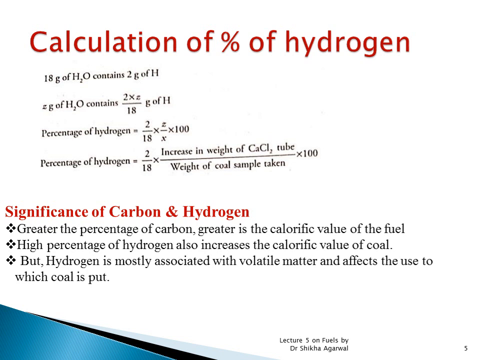So it affects the use to which coal is put. So we need to know how much hydrogen is there in the coal sample, how much carbon is there, so that we can decide where the coal has to be used and in what kind of industry we can use it safely.